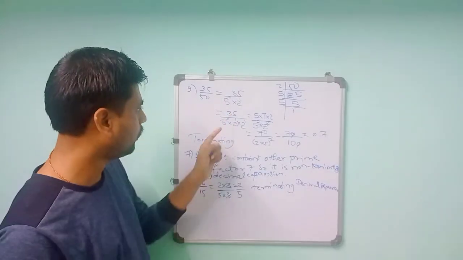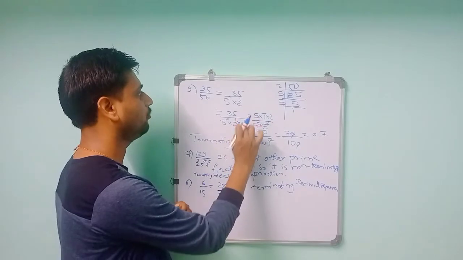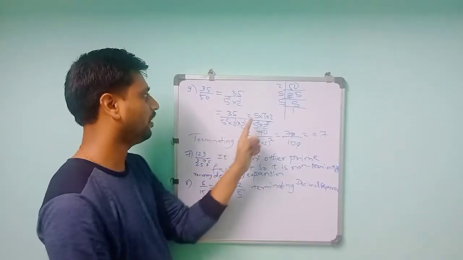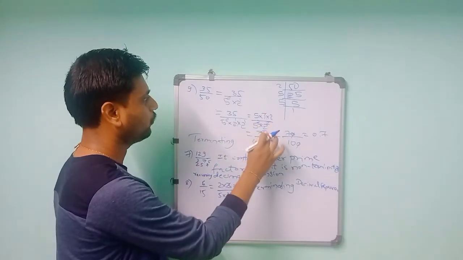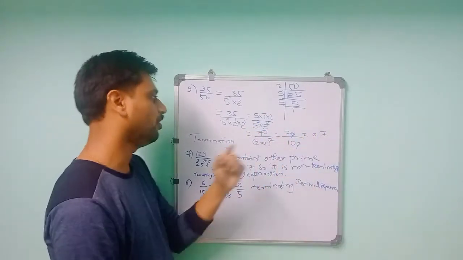So to make the power same, you have to multiply by 2. So you multiply the numerator by 2 to balance this. So 35 you can write as 5 into 7. 5 into 7 into 2 divided by 5 into 2 is 10, 10 square is 100, and 70 by 100 is 0.7.